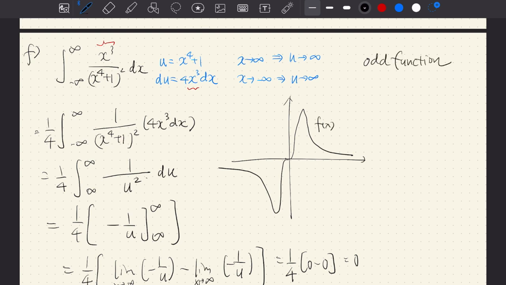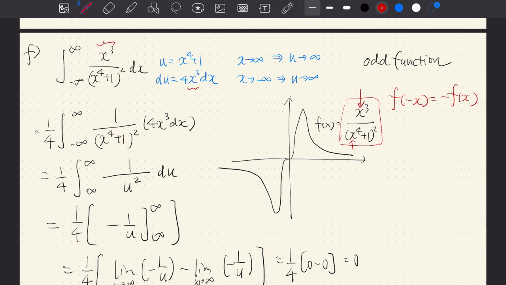This is f of x equals x to the 3rd over x to the 4th plus 1, squared. And this function is called an odd function because f of negative x is equal to negative f of x. You can see that for this function, if you plug in negative x, for the denominator you get exactly the same thing, because it is taken to the 4th power, and the negative 1 actually just vanishes.